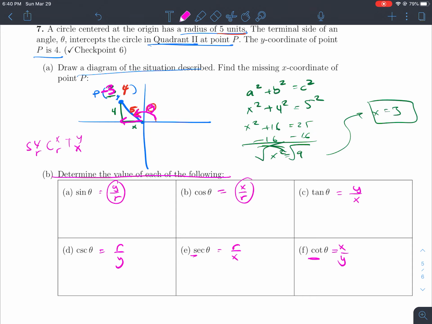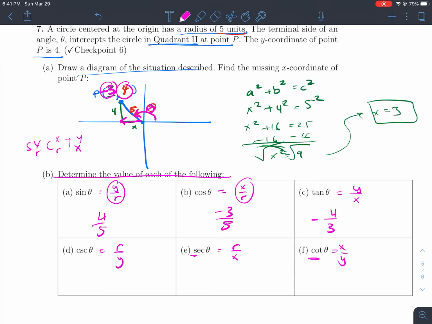All right, let's write them all down. Y over r, 4 over 5. X over r, negative 3 over 5. Tangent of theta, y over x, so 4 over negative 3, which usually we would write a positive divided by a negative. We'll make the whole thing negative.